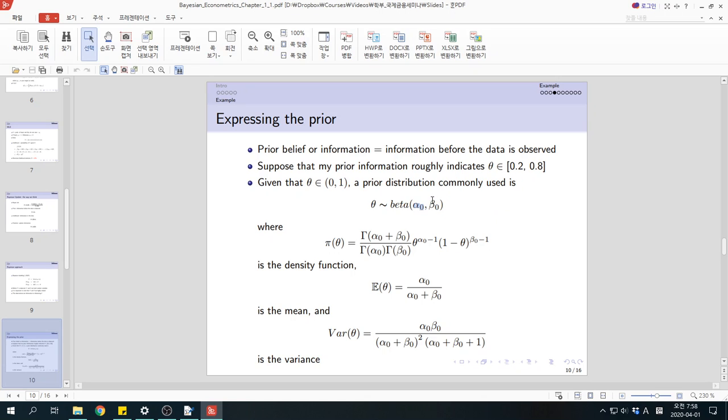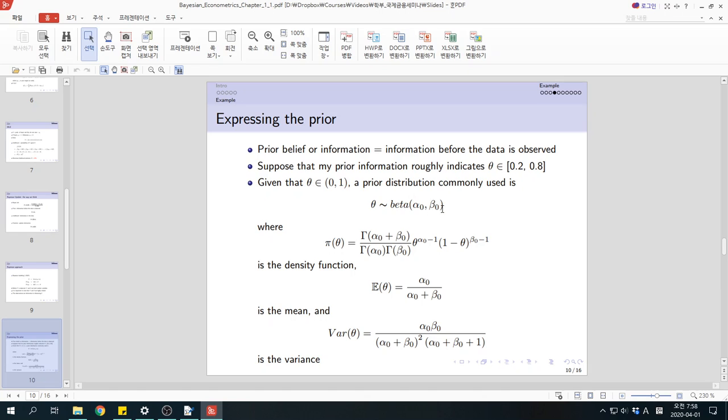So alpha 0 and beta 0 are not random variables, because this is your choice. These are non-random variables, just numbers. Then the gamma function of alpha 0 and beta 0 is also a number, but we don't know what it is, and you don't need to know either. And this is the kernel: theta to the alpha 0 minus 1, 1 minus theta to the beta 0 minus 1. So this is the density function of the beta distribution.